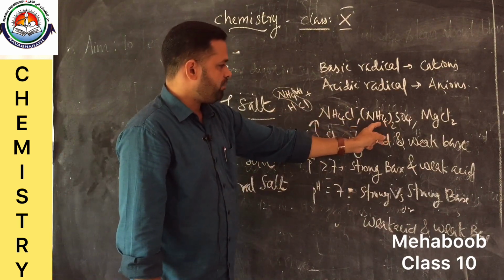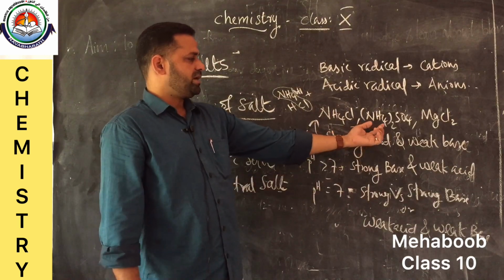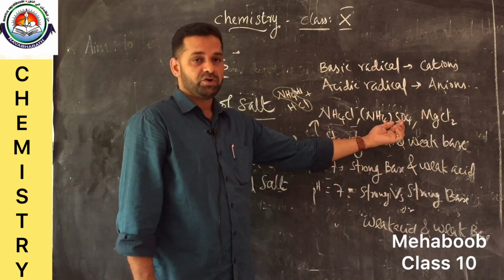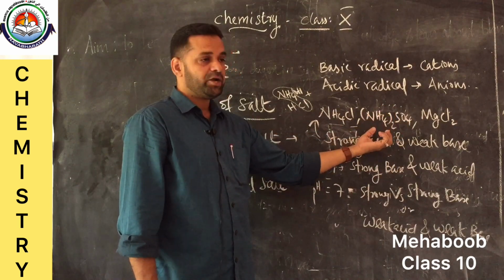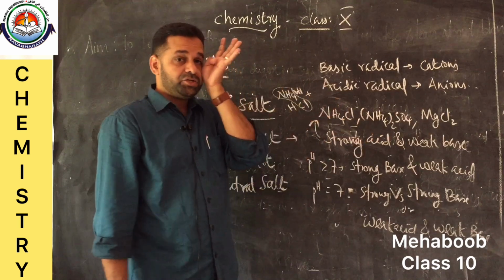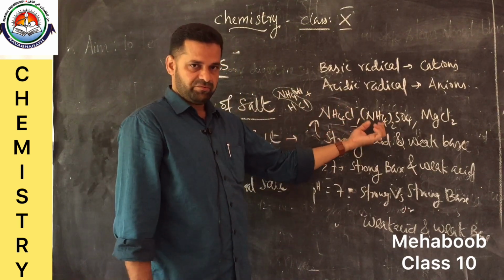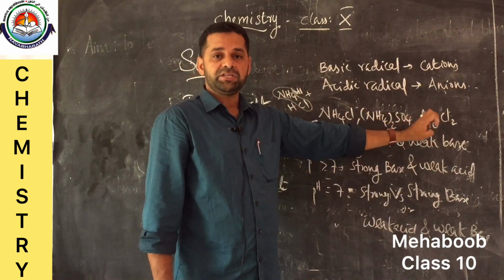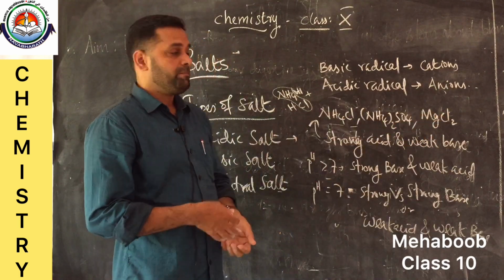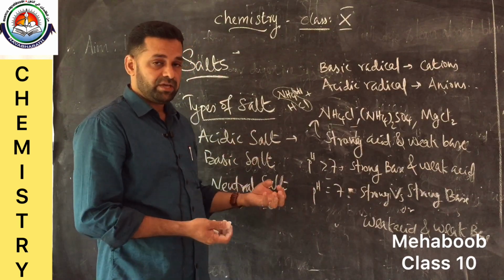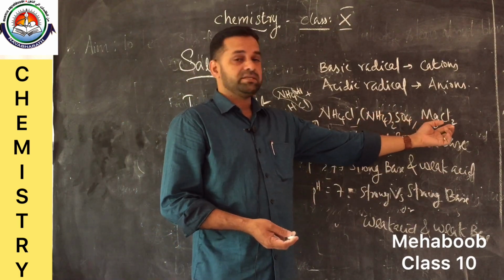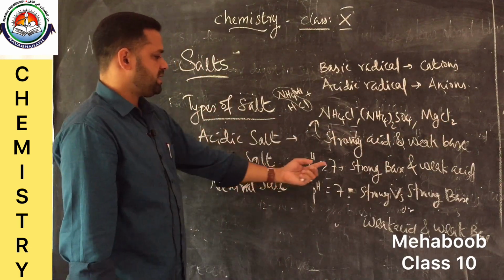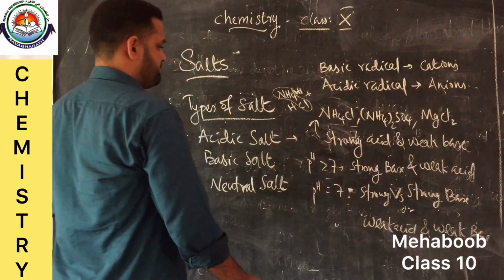And take another example, ammonium sulfate. Ammonium sulfate means it is formed between ammonium hydroxide and sulfuric acid, H2SO4. H2SO4 and ammonium hydroxide, we get what? H2SO4 is a strong acid, ammonium hydroxide is a weak base, we get acidic salt. Then magnesium chloride, it is the reaction between magnesium hydroxide and hydrochloric acid. Magnesium hydroxide is a weak base, and HCl is a strong acid. We get magnesium chloride.